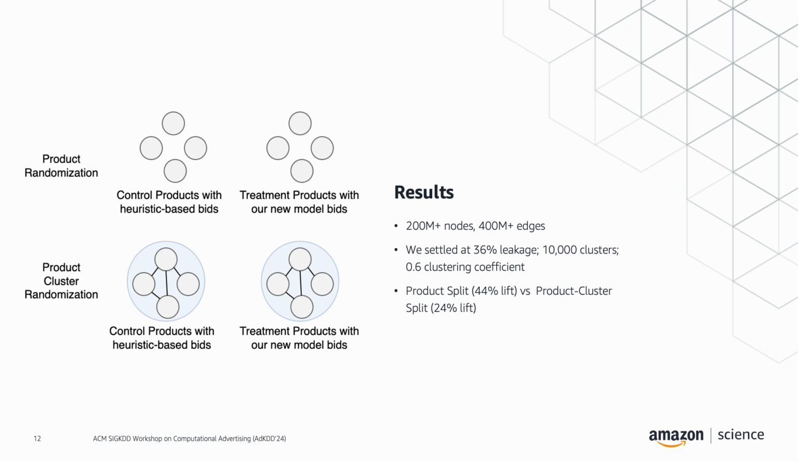We saw a huge difference in lift estimate for the same treatment, the same bidding algorithm, when we do a simple product randomization, which was around 44% lift, versus when we did a product cluster randomization, which was around 24% lift. The 24% lift is in line with what we actually observed on dialing up the treatment 100%. So this gives us a lot of confidence in minimizing the risk from spillover using the methodology we described.